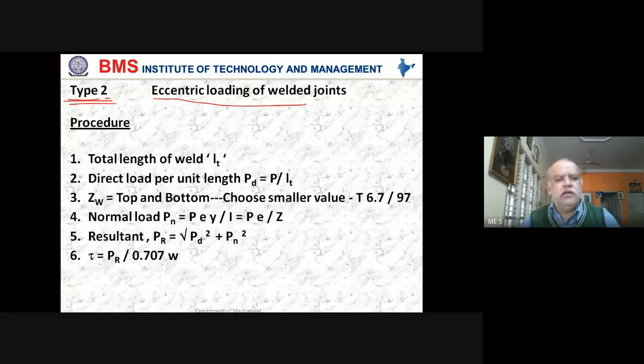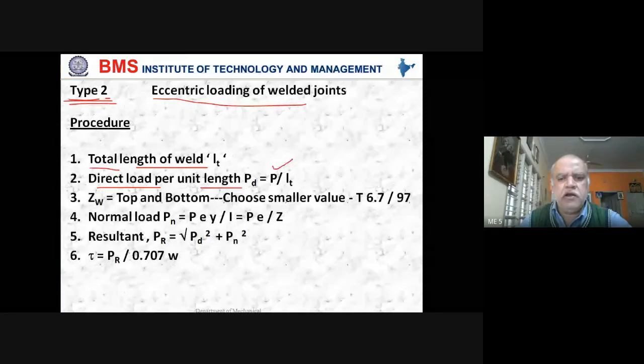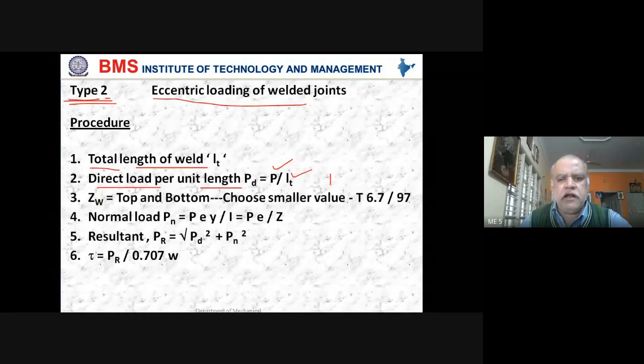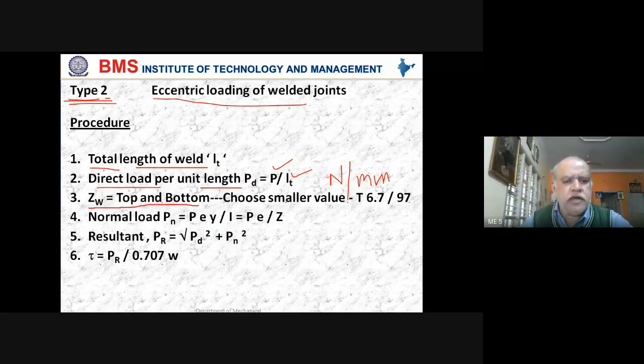If you look at the design procedure, again, we need to find out the total length of the weld, LT, and the direct load per unit length, PD. Just like what we did previously for type 1 eccentric loading, that is load divided by total length of the weld, and the unit is Newton per millimeter. The only difference is we need to find ZW for top and bottom both, and then choose the smaller value.